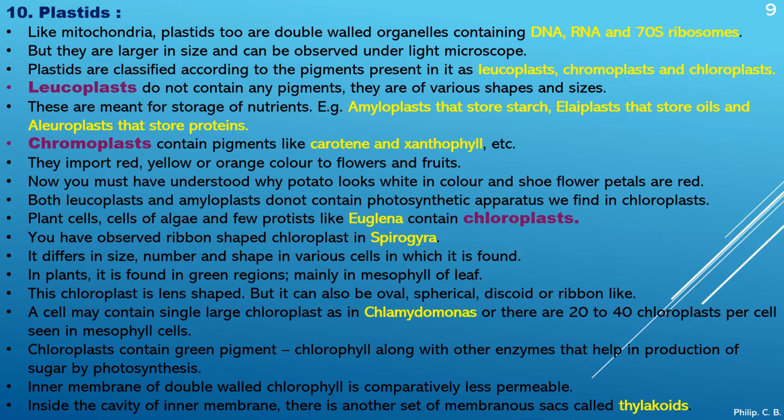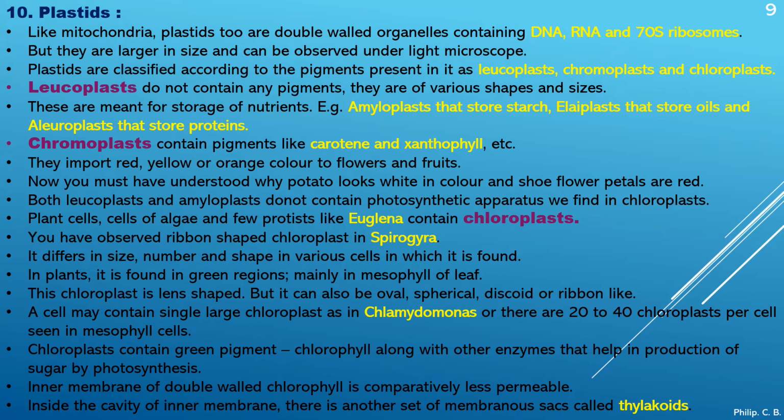First we take leucoplast. That's why I highlighted leucoplast in purple color. They do not contain any pigments. They are of various shapes and sizes. That means leucoplasts don't have any pigment, but they have different shapes. These are meant for storage of nutrients. What are the main functions? Storage. Amyloplasts store starch. Elaioplasts store oils. Aleuroplasts store proteins. So you can see in leucoplasts there are three types: amyloplasts, which store starch; elaioplasts, which store oils; and aleuroplasts, which store proteins.